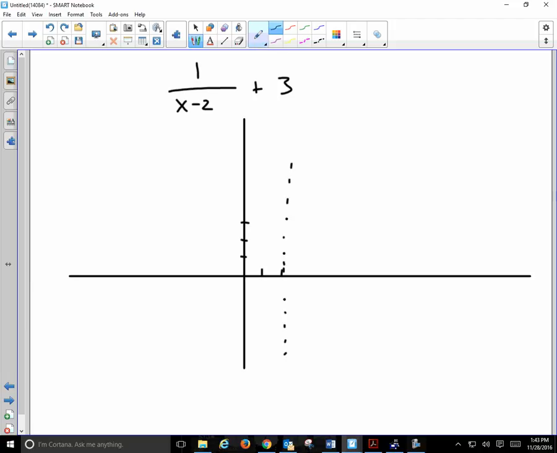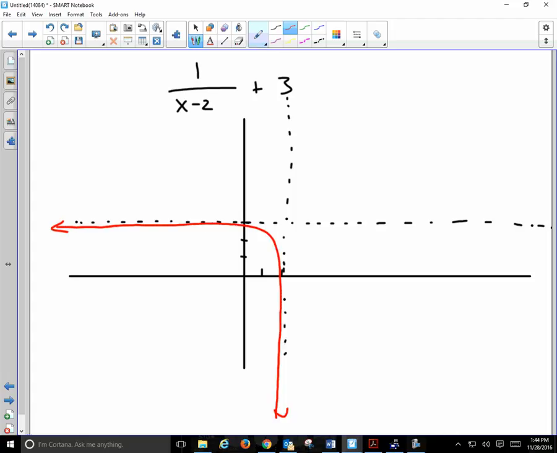Shifted to the right 2, correct? Shifted up 3, correct? So would you agree that this graph basically looks like this?